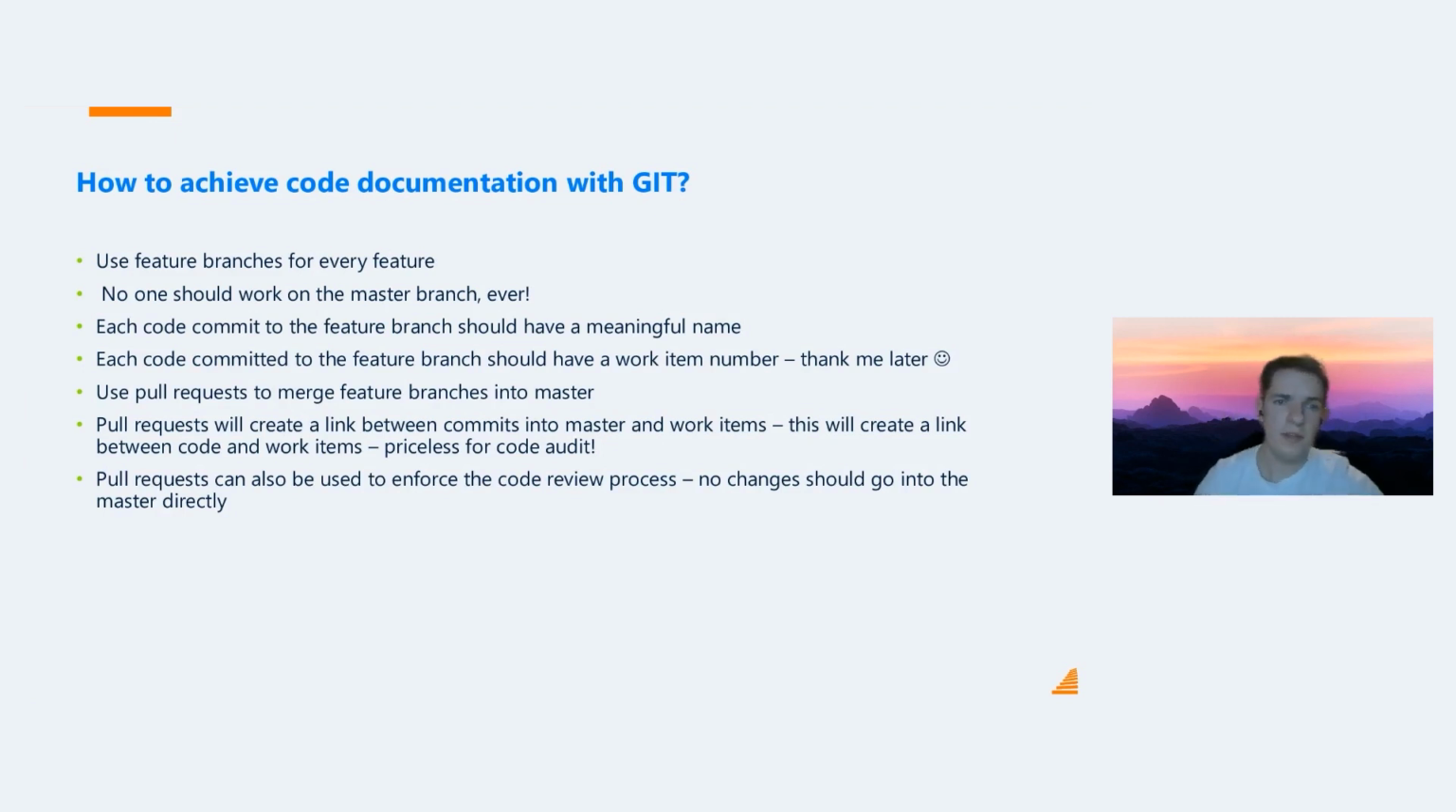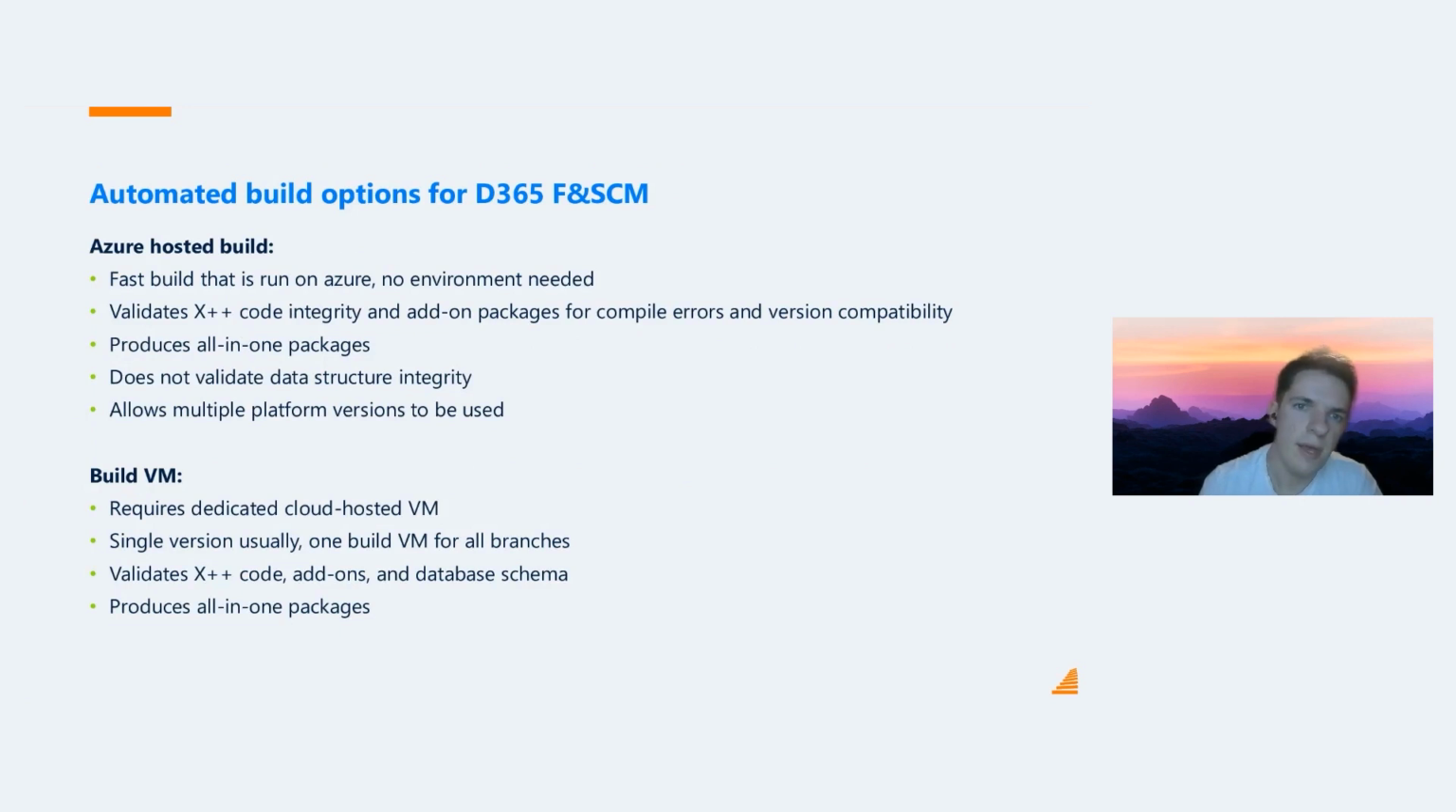Also, pull requests can be used to enforce the code review process. So no changes should go into master directly, no changes should go into the master without a pull request. You should not merge the feature branch into main without a pull request. Pull requests should only be completed by the lead developers in the project, and they should review the code being pushed in. This is an easy way to enforce the code review process. Now, we talked about code documentation again.